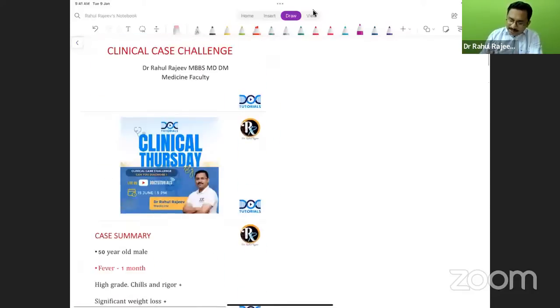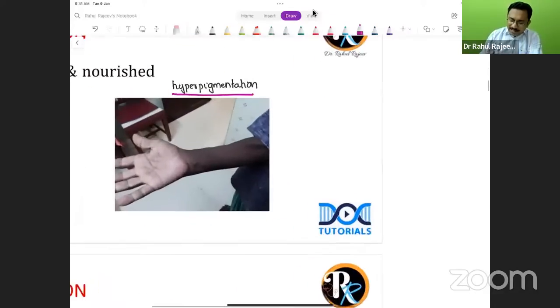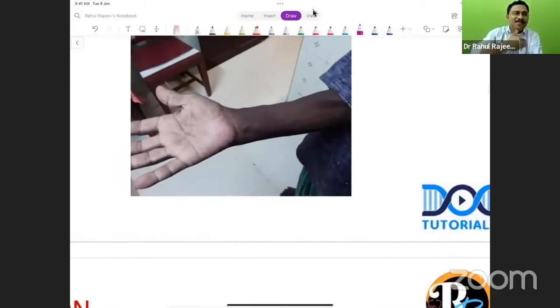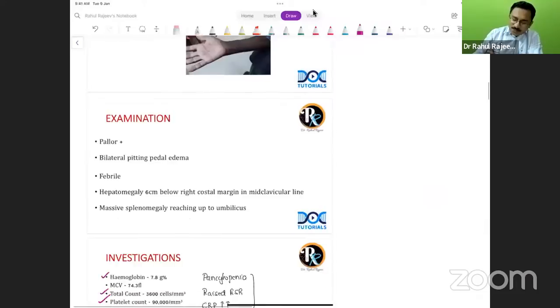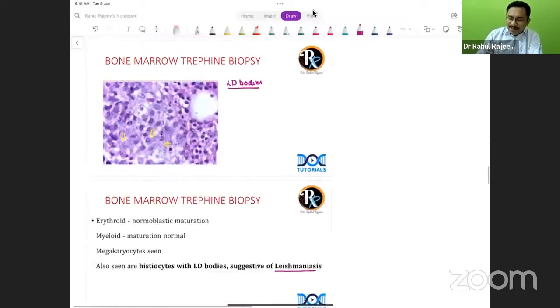Just going to the case, the hyperpigmentation was very obvious. You ask him, he himself told that he had a very dark face now. I still remember I was conversing with the mother of the patient. She said, my son has gone dark. So I asked, is he dark otherwise? She said, he is slightly dark, but now he has become very much dark. Kala-azar.